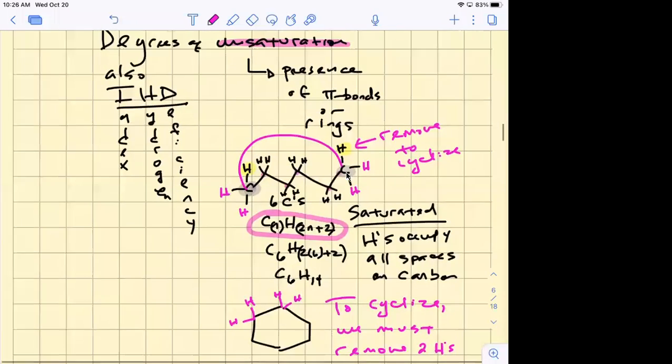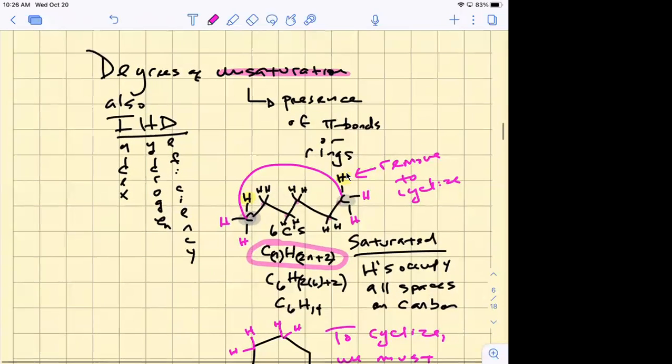So that's why when we talk about unsaturation, we're talking about the presence of a ring, because in a ring, at least 2 of the carbons, if I were to cyclize it from a chain, had to lose a hydrogen. So every space is not necessarily occupied by a hydrogen, because you have at least 1 carbon-carbon bond. That's the result of taking away 2 hydrogens.